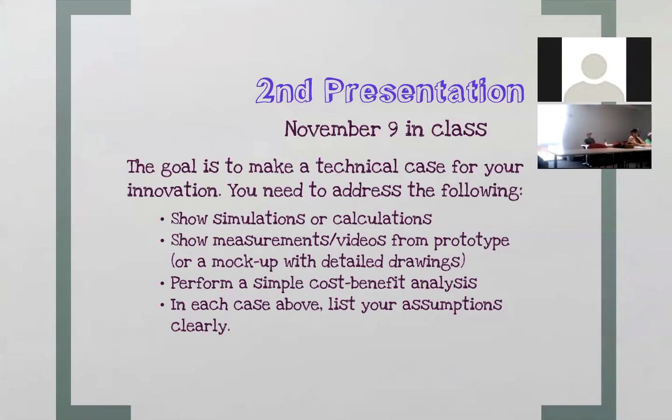For the second presentation, which is next Thursday, the key goal is to make a technical case for innovation. So really rely on your assignment 4 to make this case, because you would have done all this analysis. You need to address the following: show simulations or calculations. Basically explain how your system works and why it works well. Show measurements or videos from a prototype or mock-up with detailed drawings. If you haven't built anything, that's okay. You can bring your prototype if you have it. If not, show a video.